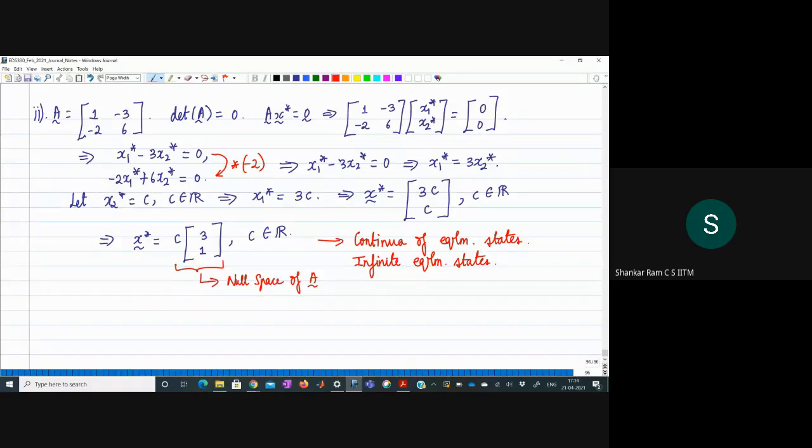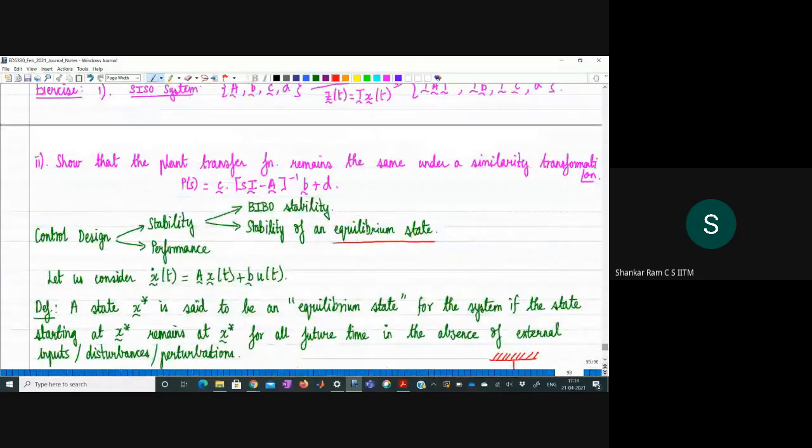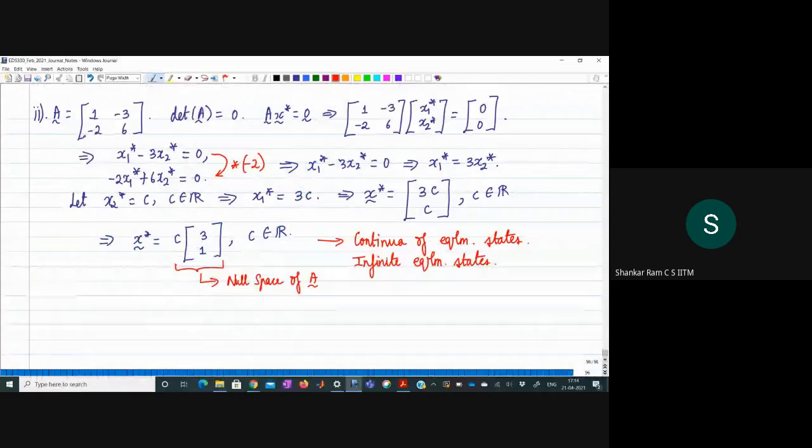And why are we talking about equilibrium states? Please note that when we are discussing state space representation, once again we are entering into control design using the state space method, right? As we already know, when we design a controller, we are always interested in two aspects: stability and performance. Till now we were always looking at bounded input, bounded output stability. There is an alternate notion, which is the stability of an equilibrium state, and that's what we are pursuing now. I hope it is clear where we are and how we are proceeding.